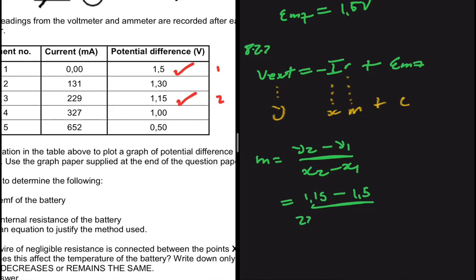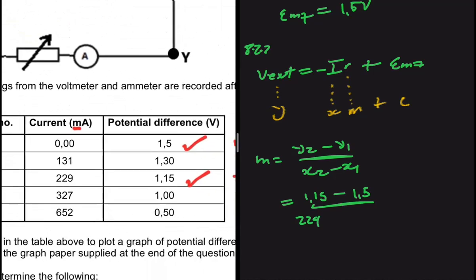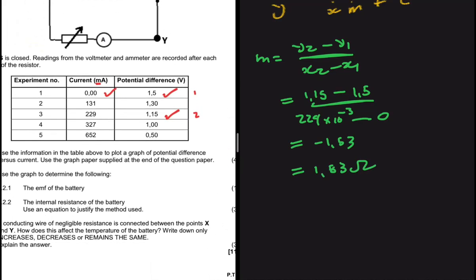That is 229. But it's not just 229. Look, we have this m here. We need to be aware of that. So it's 229 multiplied by 10 to the minus 3, and then minus the current that corresponds to 1.5 volts, which is equal to 0, right? And then if you put that in your calculator, you're going to get minus 1.53. So our internal resistance is just equal to 1.53 ohms. And that is the answer to 8.2.2.